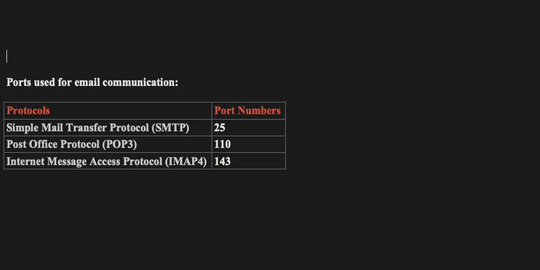Let's review all the port numbers once again, which are used for email communication. It starts with SMTP, Simple Mail Transfer Protocol, port number 25, and POP3, Post Office Protocol, and the port number is 110. And IMAP4, which is used for Internet Message Access Protocol, and the port number used is 143. This sums up the video on most commonly used ports for email communication.